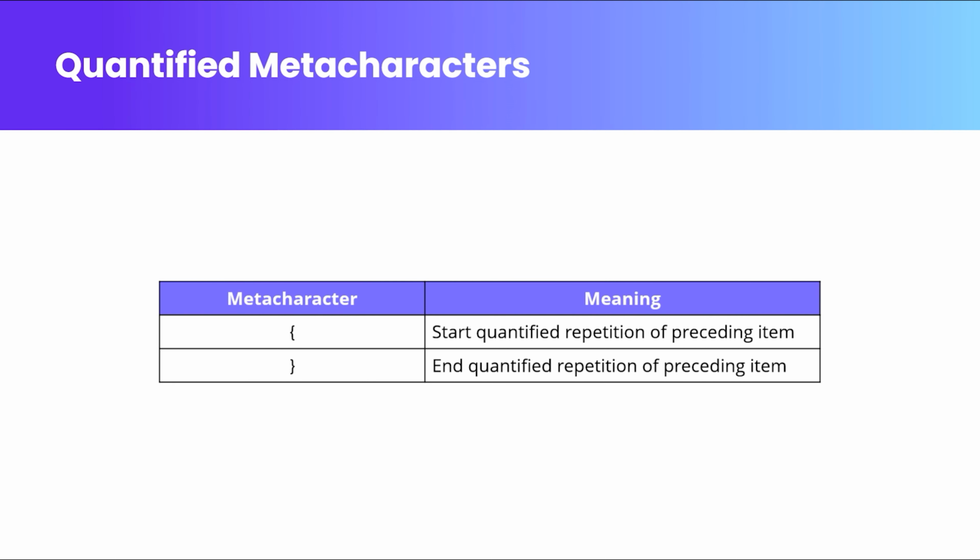Quantified metacharacters. They are represented through curly braces, where the starting curly brace represents the start of the quantified repetition of the preceding item, and the end curly brace represents the end of the quantified repetition of the preceding item.